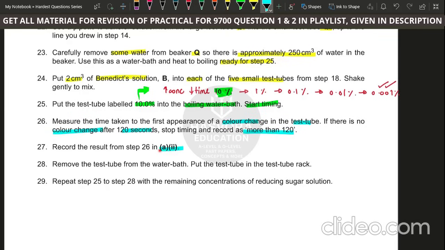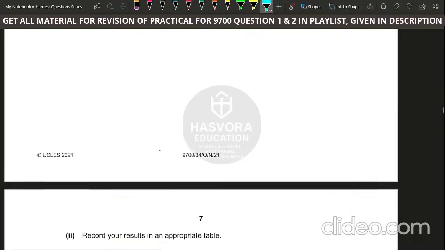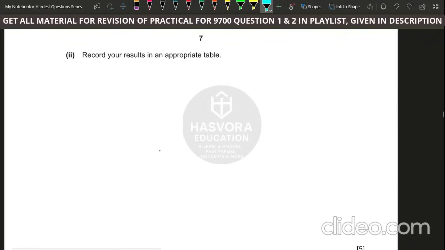So actually we have to make the table. Obviously, remove the test tube from the water bath and put it in the test tube rack. Repeat steps 25 to 28 with the remaining concentrations of the reducing sugar solution. So we have to do it with the other concentrations like 1%, 0.1%, 0.01%, but I told you to start from the lowest concentration. It will give you the most time to react. Then we have to record the results in the appropriate table.